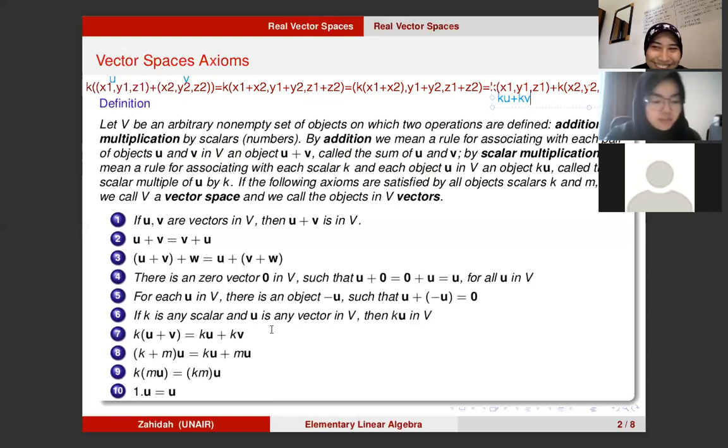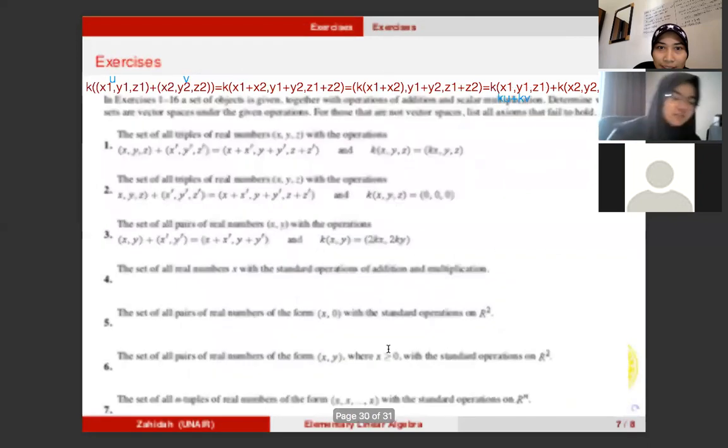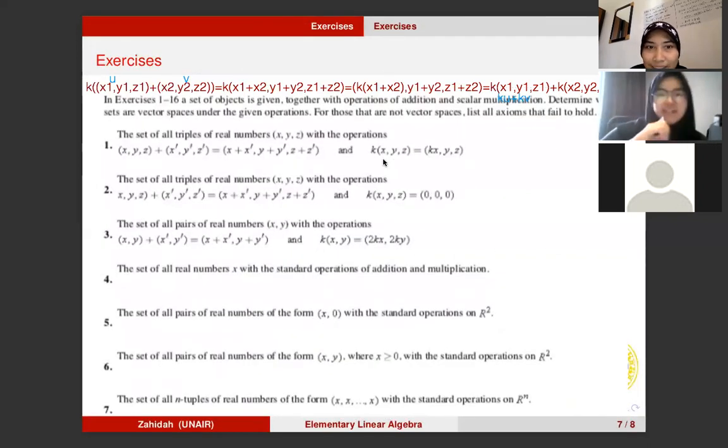Still confused? Okay. Why does the question give k(x, y, z) equals k(x, y, z)? What's the function of this? Can we look at the question? I just want to know what the use of k is. K, this is our operation, our scalar multiplication.